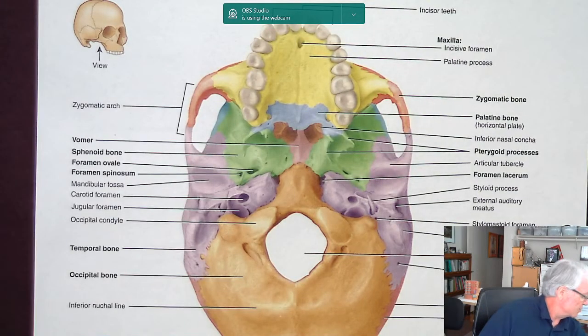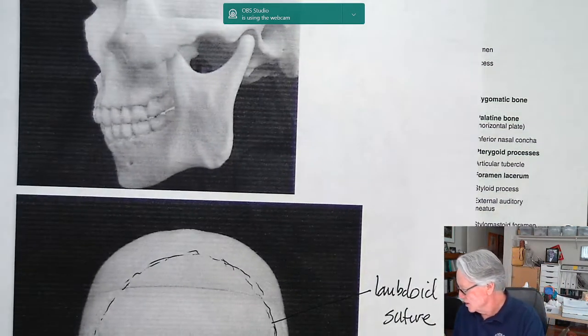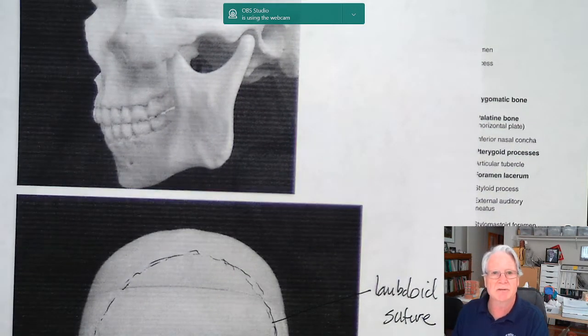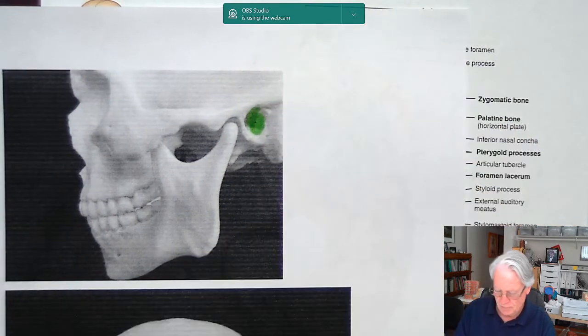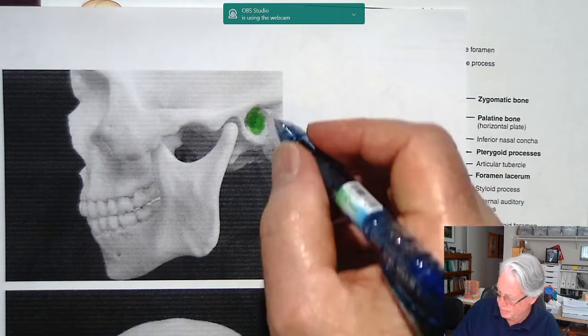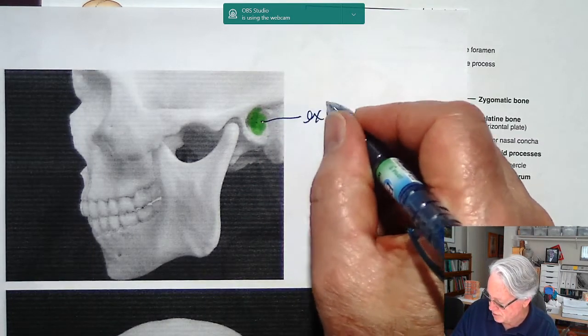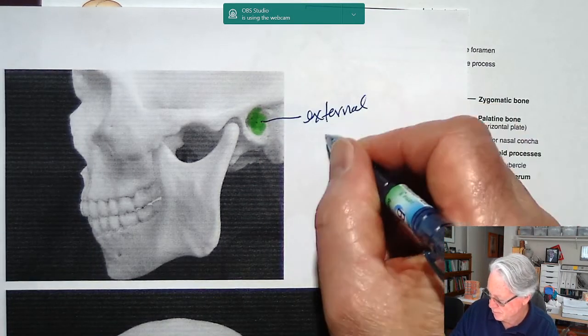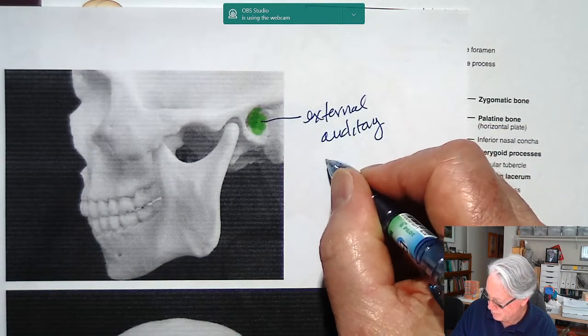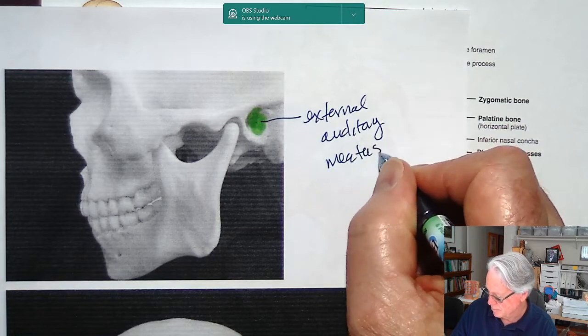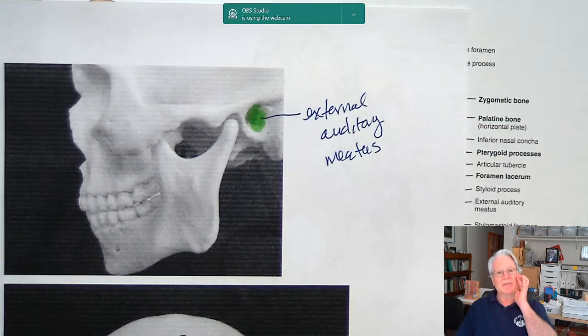And the best image actually is going to be on page 10. Let's do that, page 10. And we'll do this in green here. And so that's my external auditory meatus. This is page 10 of the handout.